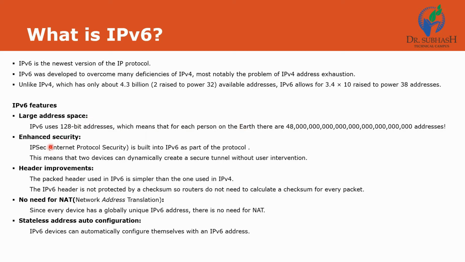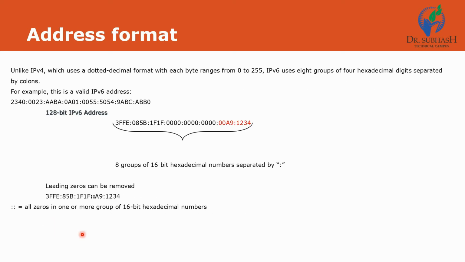Enhanced security. IPv6 has security as an inbuilt part of the protocol, so security can be enhanced. Header improvement: the IPv6 header is simpler than IPv4. No need for NAT, network address translation. In the IPv4 address scheme, we have to translate the address from private address to network address. There is no need for a NAT device. Stateless address auto configuration: IPv6 can be auto configured.